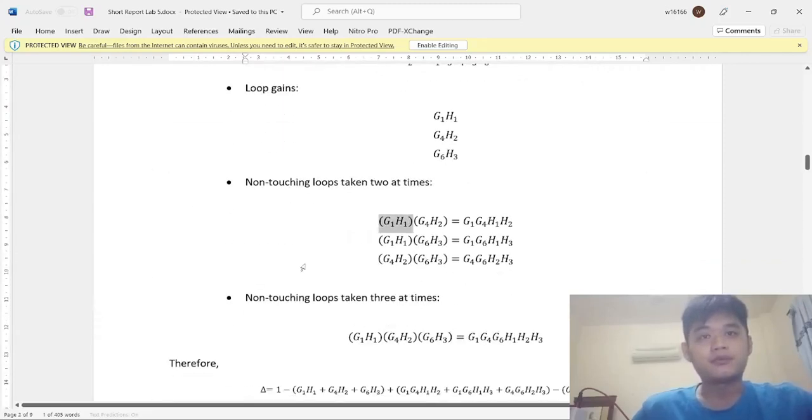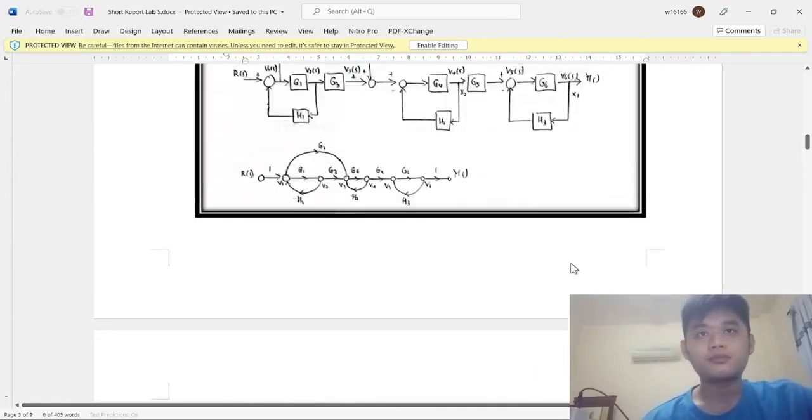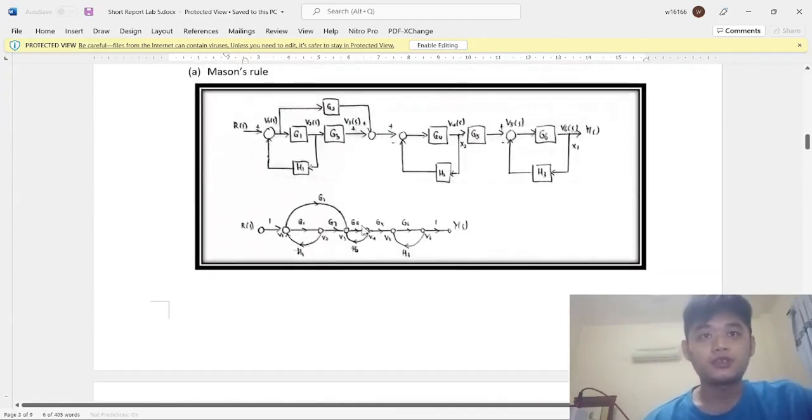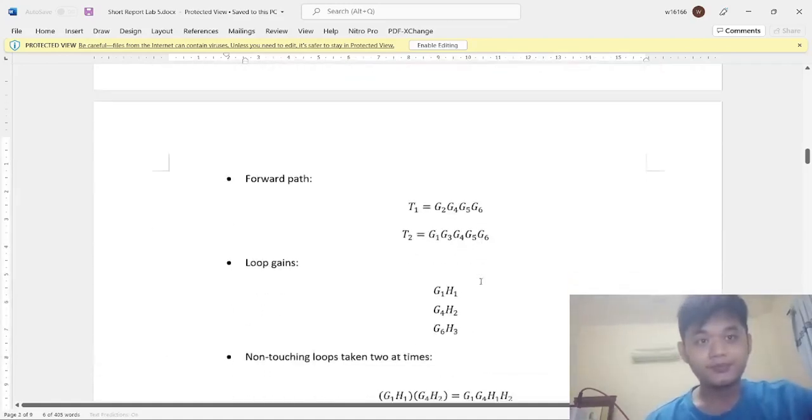And then lastly, we're going to do the non-touching loops for the three, taking them three at a time. So these three, G1, H1, G4, H2, and G6, H3, are going to be multiplied together.